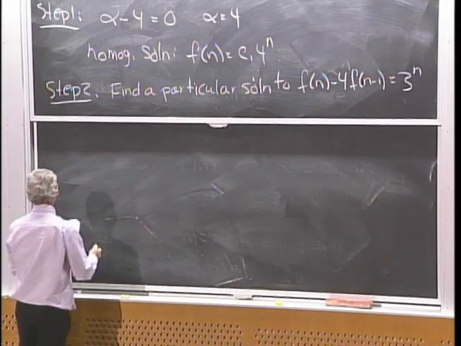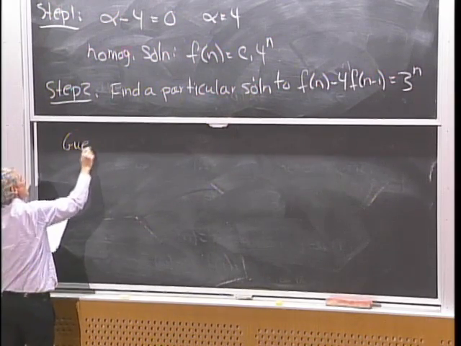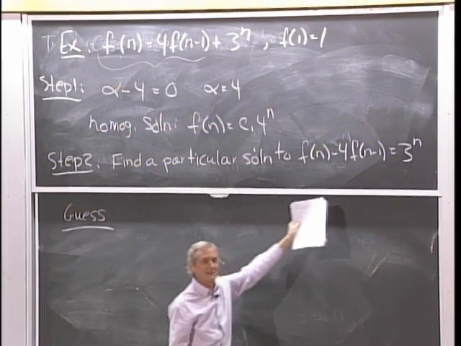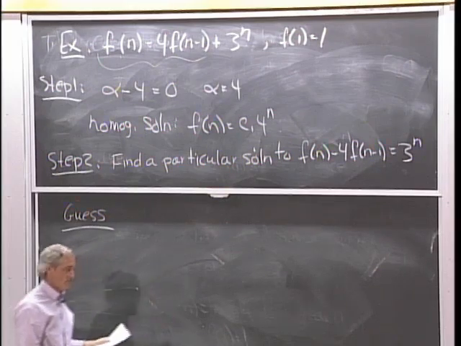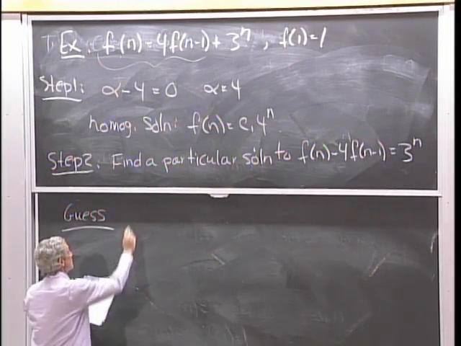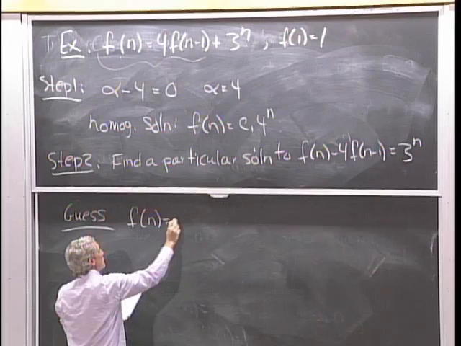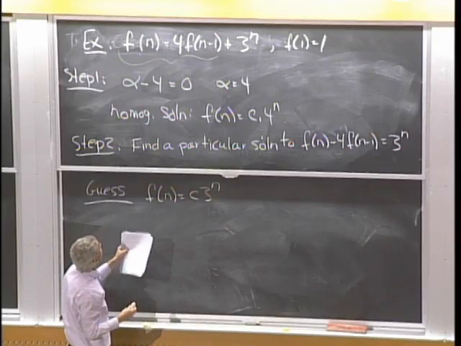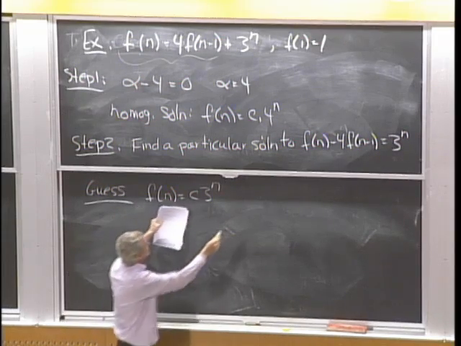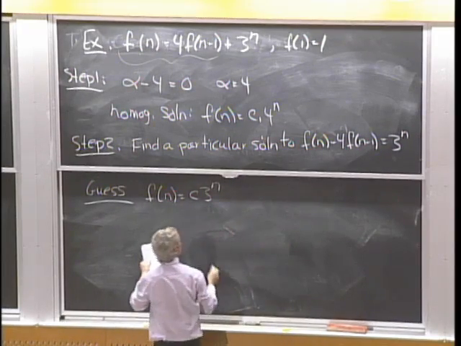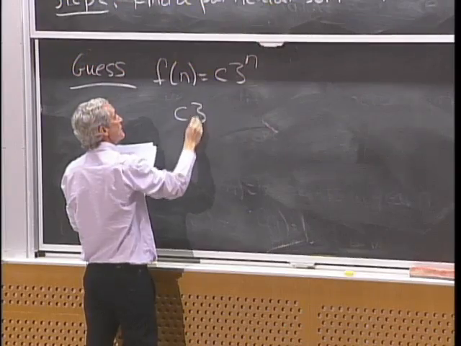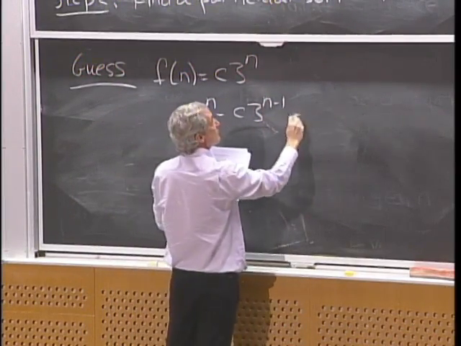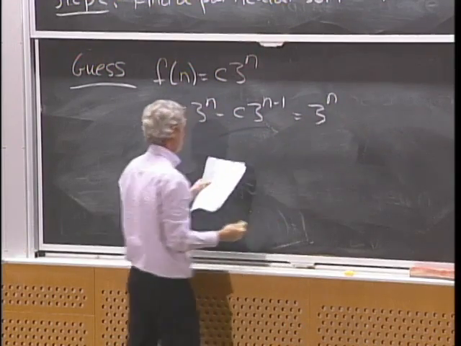All right, and this is just like differential equations, right? Same guessing strategy exactly used in differential equations, those of you who've had that. So we guess f of n equals a constant times 3 to the n. And let's plug it in. So we plug that in up there. We get c 3 to the n minus c 3 to the n minus 1 equals 3 to the n.